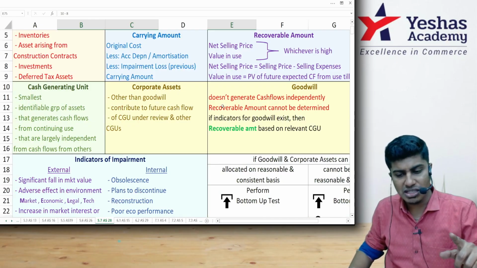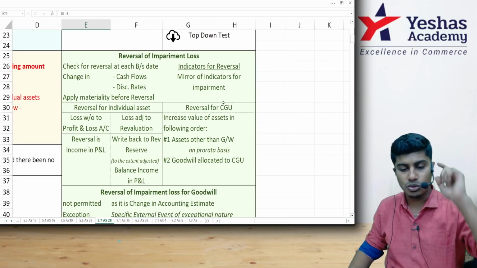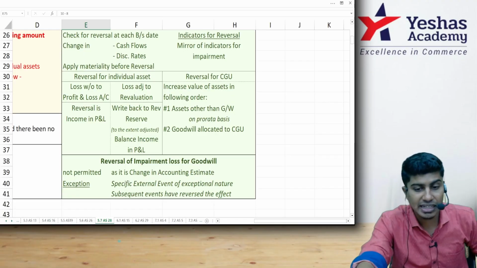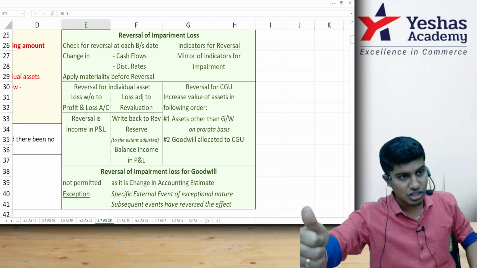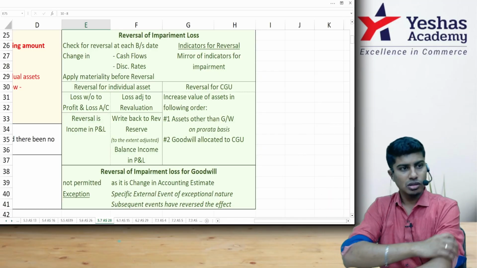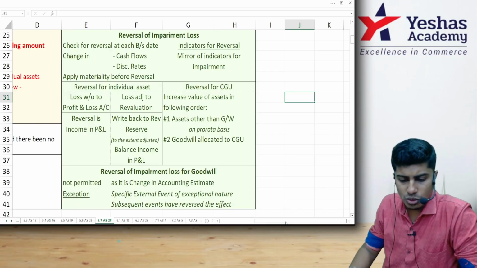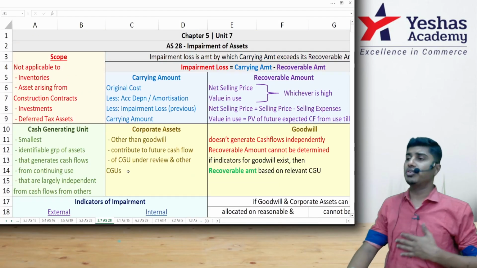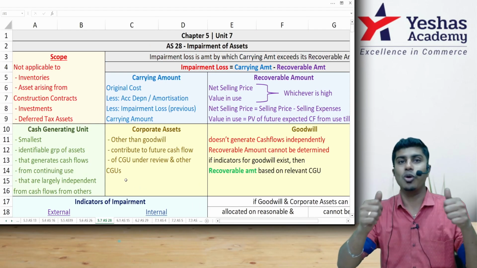The next point that we have is reversal. At any point of time, if any of the indicators that you just identified get reversed, cash flows will increase, discounting rates will change, and indicators get reversed, then you reverse the impairment loss. You get what I'm trying to tell? That's the only point that you should know with regard to impairment reversal. And I hope this short revision video on accounting standard 28 was of some use to all of you.